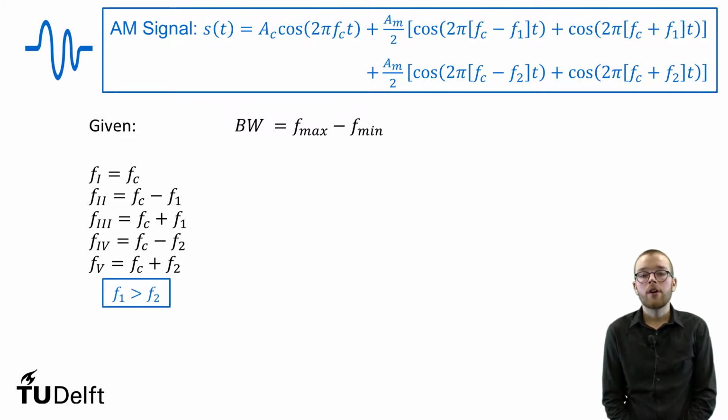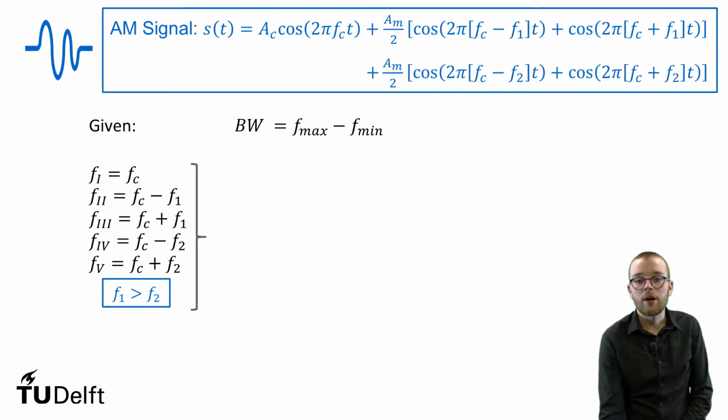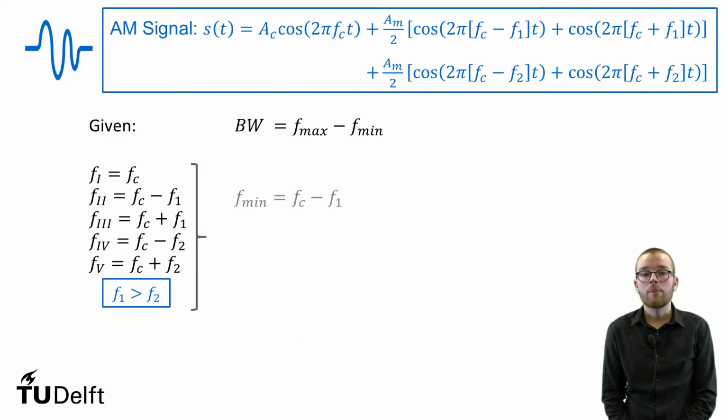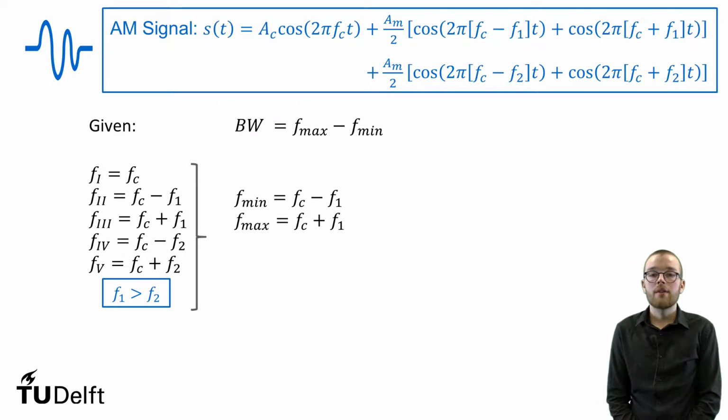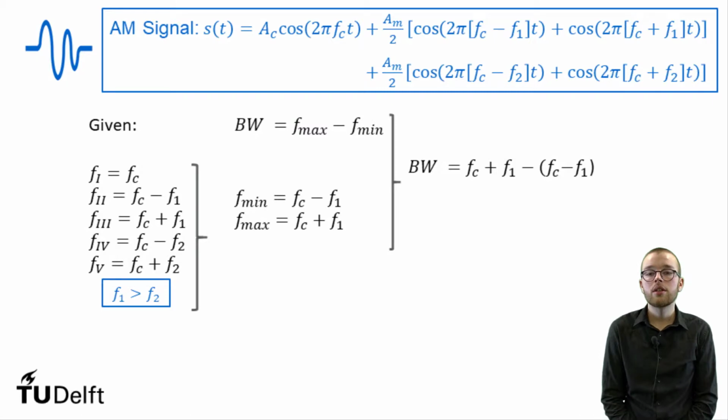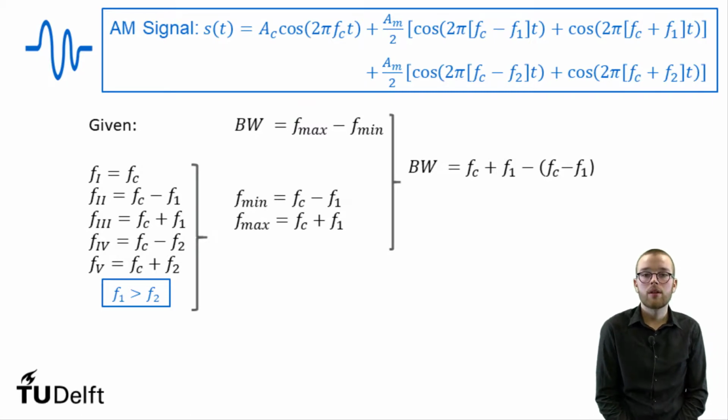Combined with the knowledge that the first frequency is bigger than the second frequency, the first was 440 Hz and the second was 330 Hz, we can combine this to find our maximum and minimum frequency. Our minimum frequency is Fc minus F1. Our maximum frequency is given by Fc plus F1. We can plug this into our bandwidth equation to find our final bandwidth. Do note the brackets I used here.